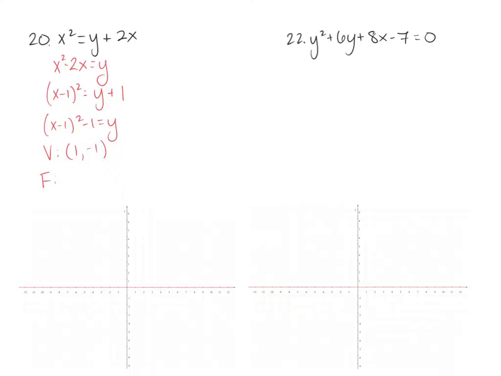My focus is (h, k plus c), and the only thing I'm missing is the c. Now I know that a is equal to 1, right? So I can set that equal to our formula for a, which is 1/4c, and solve for c. So 4c is equal to 1, c is equal to 1/4. So the focus is going to be (1, -1 plus 1/4), which is (1, -3/4).